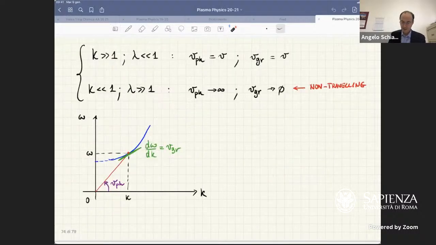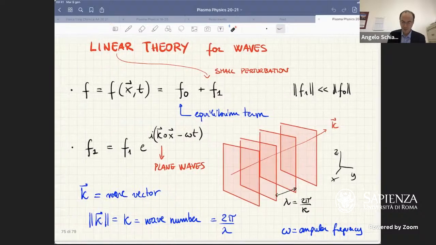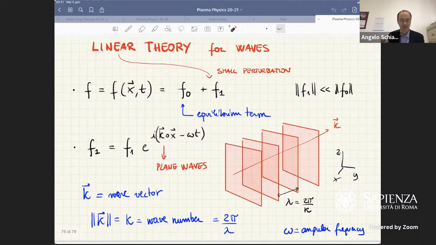Okay, then we introduced the linear theory, the concept of expressing a given dynamical quantity as an equilibrium state plus a small perturbation with respect to the equilibrium state. And the wave solution, what is actually propagating in the medium in the form of a wave, transporting energy and momentum, is the small perturbation.